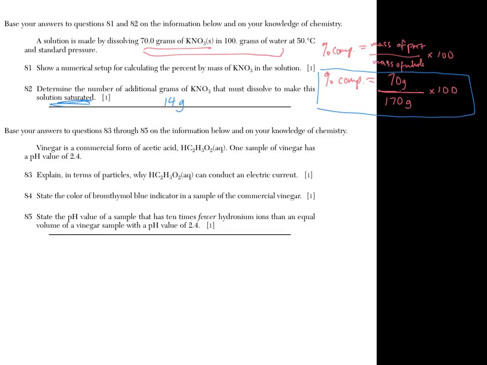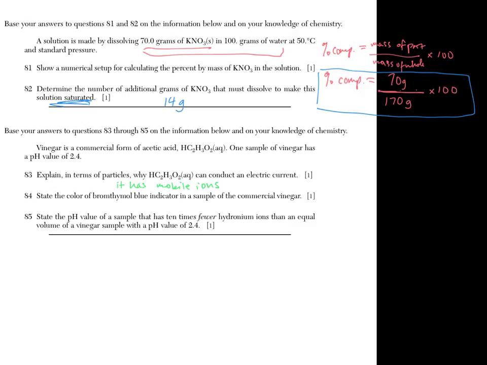All right, last group of questions. Number 83, explain in terms of particles why HC2H3O2 can conduct an electric current. Now if you look right here, this is an acid. And acids are mostly given off by that H+. Look at that H, it's right in the front of it. It's going to give off that H+ and dissolve into ions when you put it in water. Hence why it's an aqueous solution. So having ions, mobile ions, is the reason for an electric current. And that's the particle part that you need to mention in your answer.